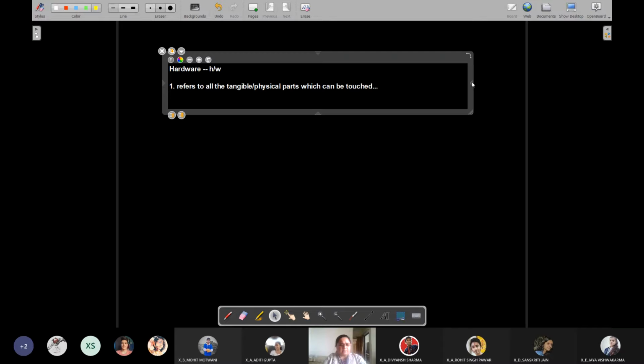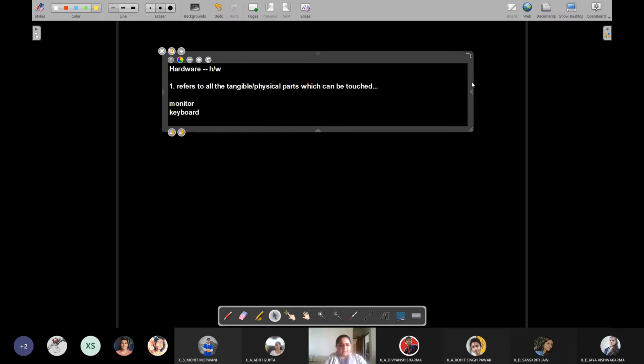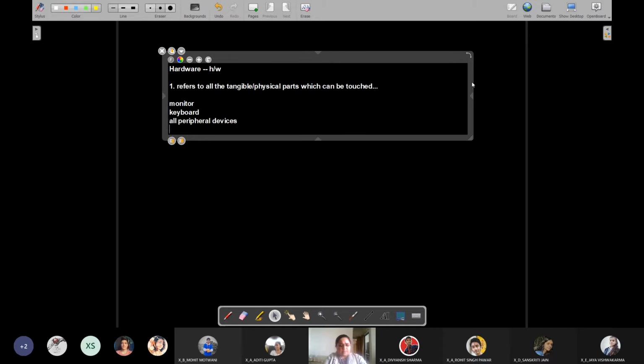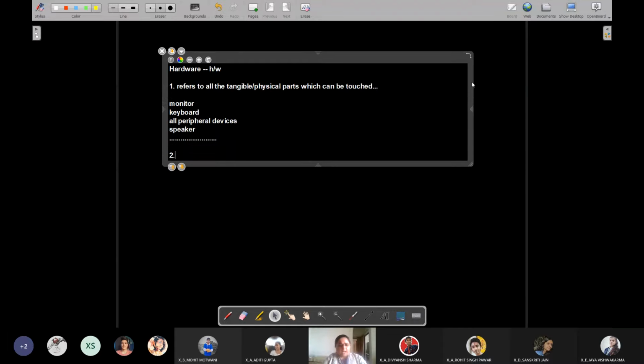So all the parts involving, like you can see, the monitor, the keyboard, all peripheral devices which we are using. We use the speaker, we use the printer. All these devices which we can touch and see are known as hardware. We already know that. And what is software? Software is the intangible part, or we can say the logical part of a computer, which can be seen only.